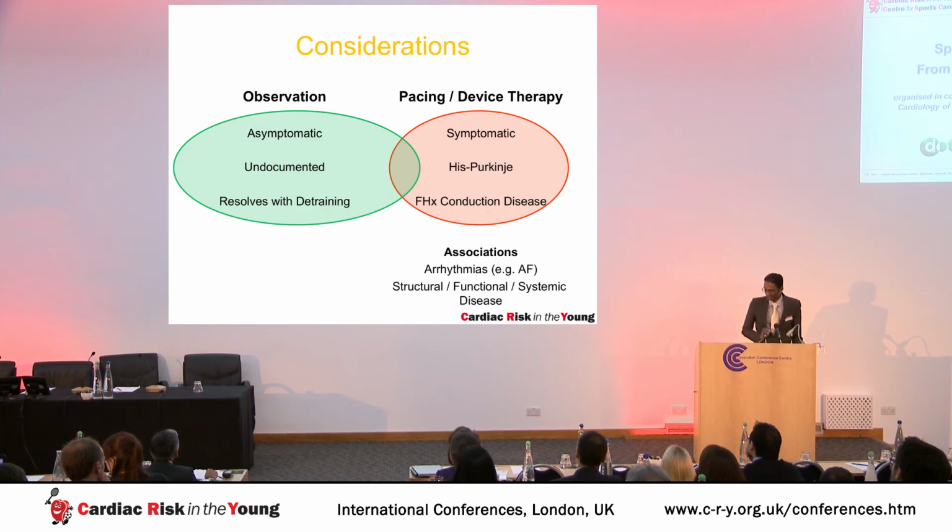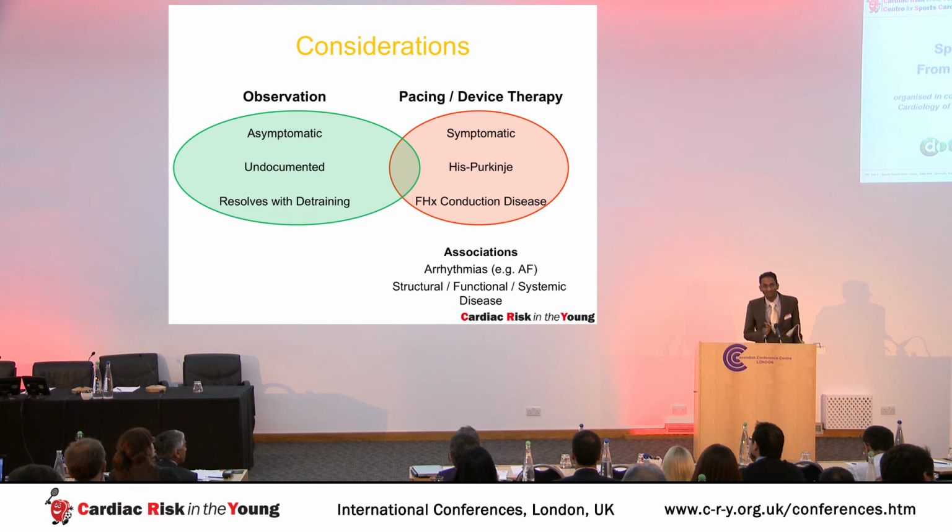So the main considerations are in those people who have symptoms directly attributable to their bradycardia, where there is symptom arrhythmia correlation, it is important to consider therapy. And in the first instance, detraining may be sufficiently effective. However, they may also choose or benefit from pacemaker implantation. Even in those people who are asymptomatic, evidence of any His-Purkinje disease should again warrant careful consideration for pacemaker implantation.